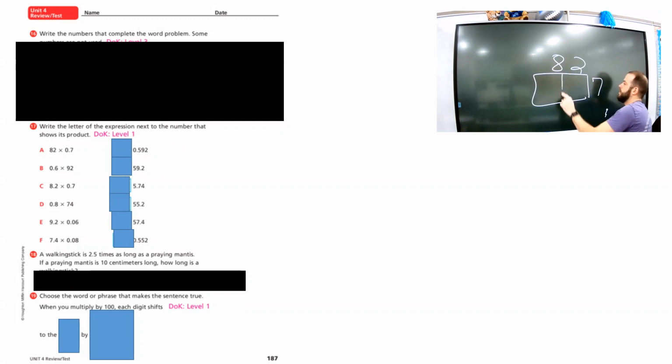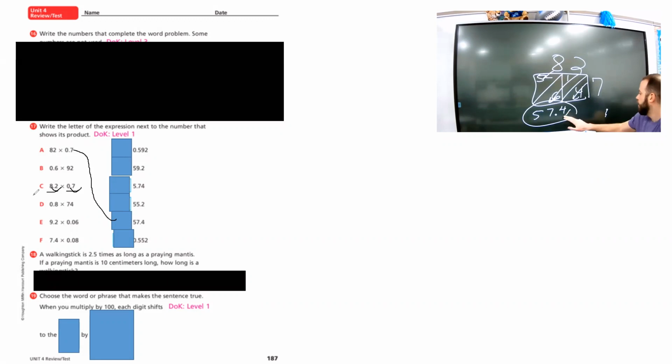I'm going to multiply 82 times 7. Sorry, I did it fast. I just knew there wasn't going to be a carryover. You always go 4, 7, 5, and then it wasn't 7, it was 7/10. So that answer is 57.4, which is right here.